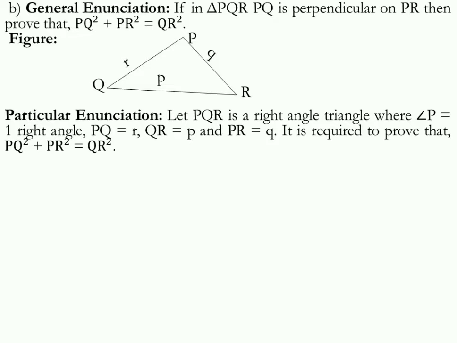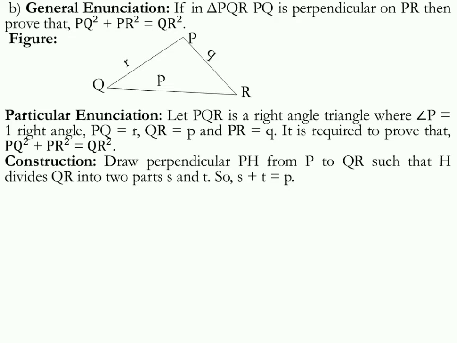To make this proof, we have to make some construction. So let us see the construction. Draw perpendicular PH from P to QR such that H divides QR into two parts, s and t, so that s plus t equal to p. That means p is split into two parts, s and t, and that should be like this. Let us see the construction on the figure. The perpendicular drawn from P to QR, that is PH, and that H divides QR into s and t, so s plus t equal to p.